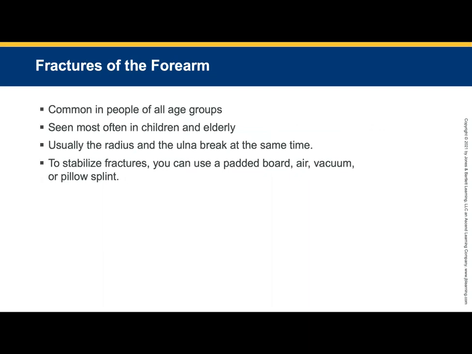Fractures of the forearm are most seen in children. Usually both bones break at the same time when the injury is a result of an outstretched hand. Fractures of the distal radius are especially common in elderly patients who have osteoporosis. To stabilize fractures of the forearm or the wrist, you can use a padded board, a cardboard splint, an air splint, or a pillow splint.